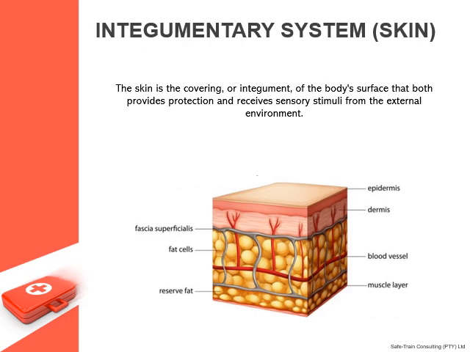Integumentary system. The skin is the covering, or integument, of the body's surface that both provides protection and receives sensory stimuli from the external environment. The skin consists of 3 layers of tissue, namely the epidermis, an outermost layer that contains the primary protective structure, the stratum corneum. The dermis, a fibrous layer that supports and strengthens the epidermis. And the subcutis, a subcutaneous layer of fat beneath the dermis that supplies nutrients to the other 2 layers and that cushions and insulates the body.